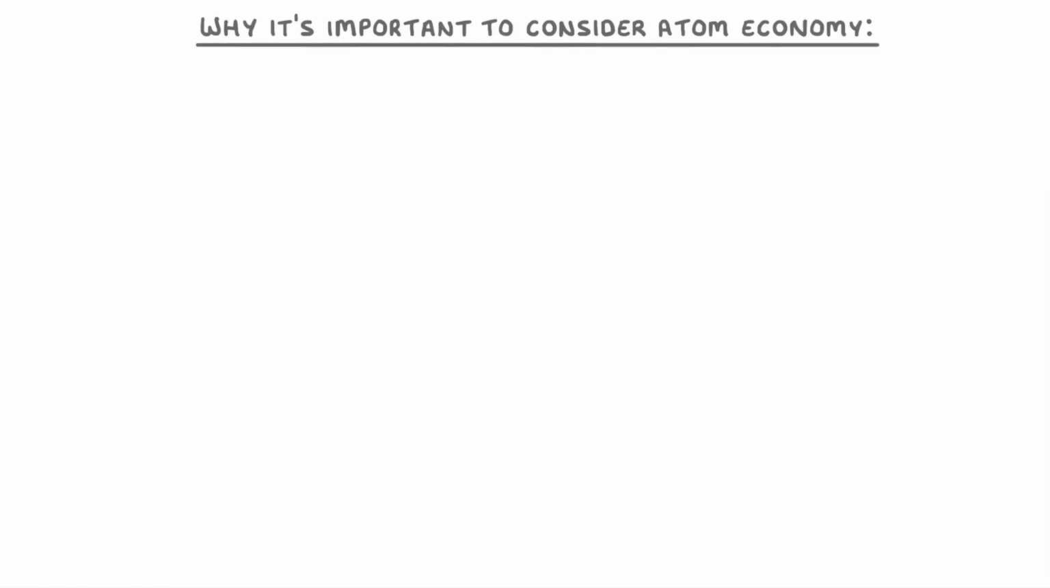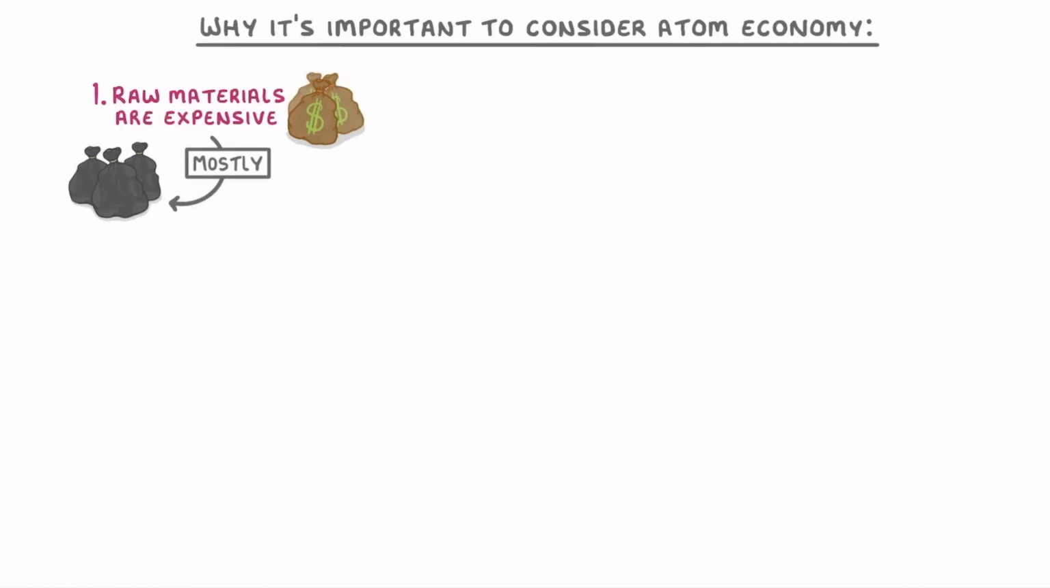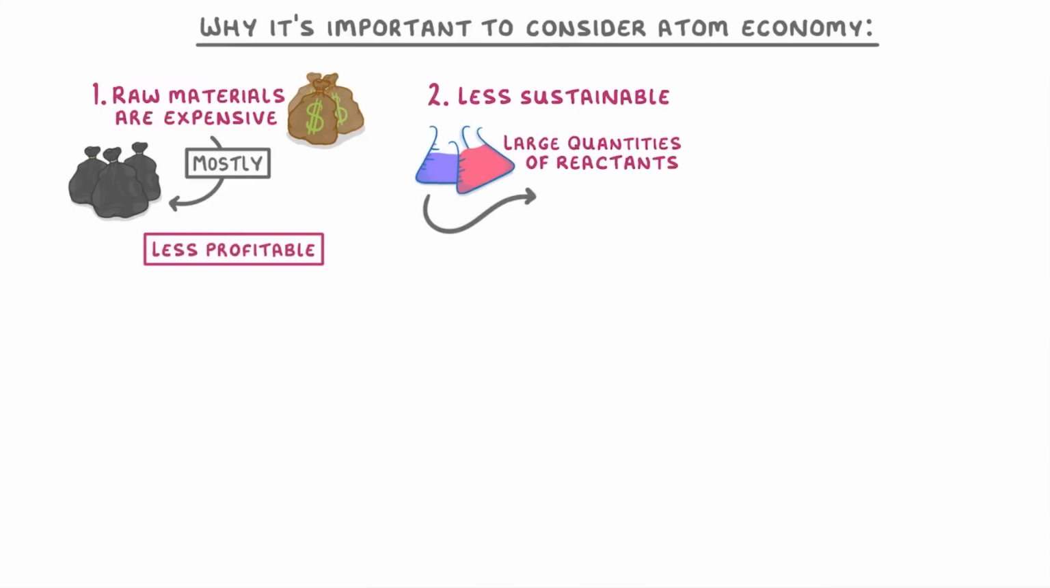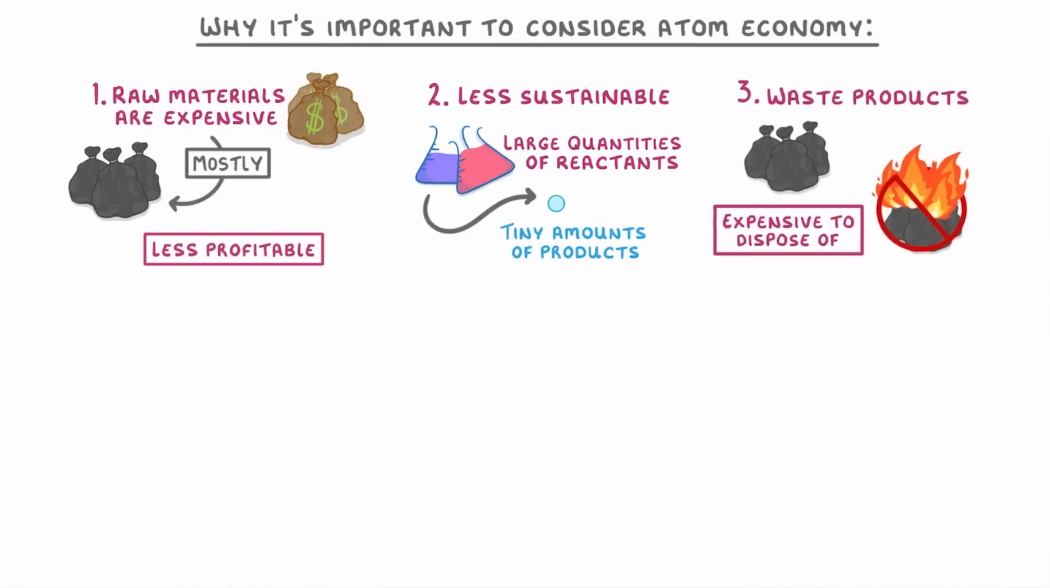Next, we need to cover the main reasons why it's important to consider atom economy. Number one is that raw materials are expensive, and so if they're mostly being converted into waste products, the process is generally going to be less profitable. Reason two is that it's less sustainable to use large quantities of reactants to make tiny amounts of products. And three, waste products themselves can be expensive to get rid of, and can damage the environment.